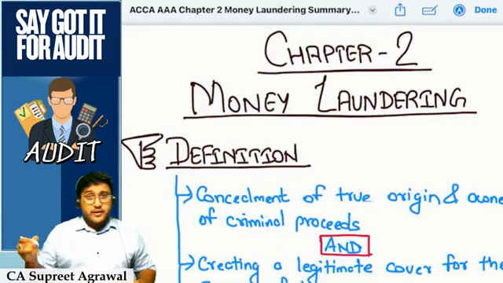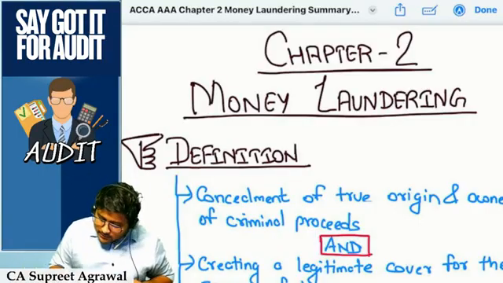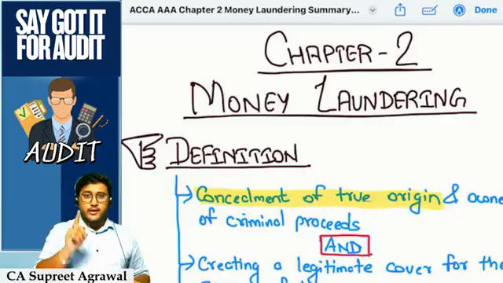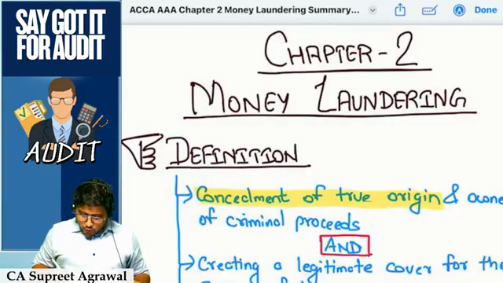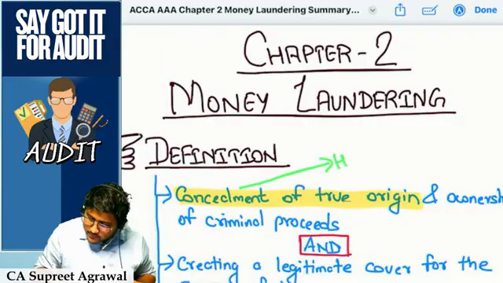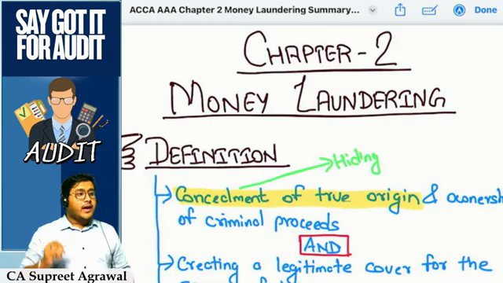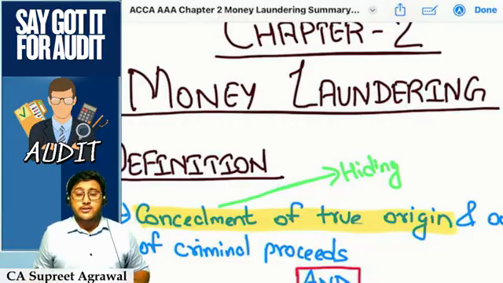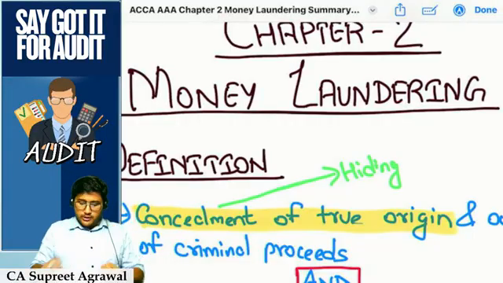Okay, so the definition says concealment of true origin. Let's understand each word in detail. What is the meaning of this word concealment? Concealment means hiding. So concealment of true origin, that is, if you try to hide the true origin.